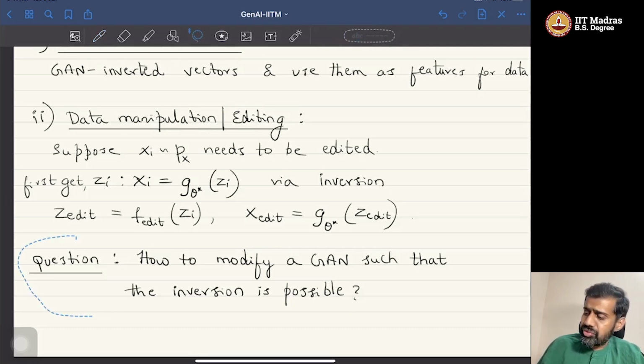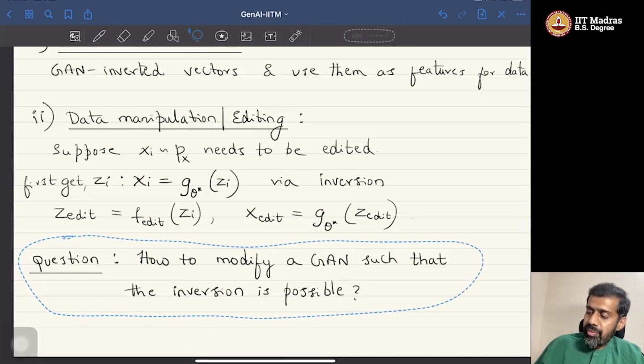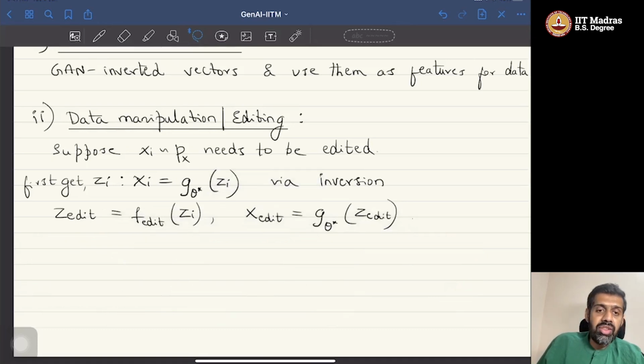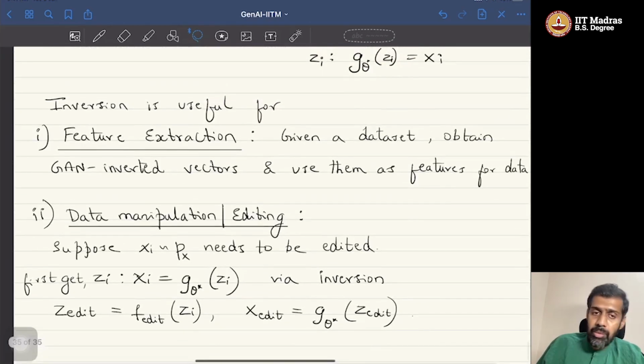So therefore, inverting a GAN, which is finding out what input vector would have generated a particular given data point, is of importance. There are two possible applications; there can be multiple other applications as well. One, it can be used for feature extraction. The other application where inversion is useful is where one needs to manipulate or edit the data.